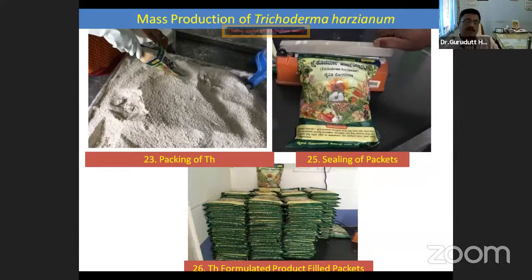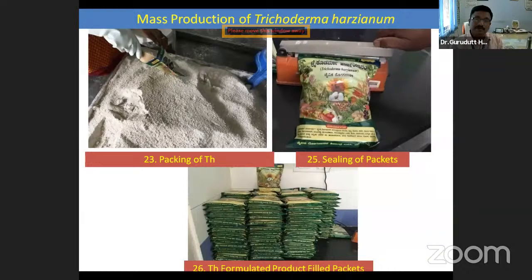These are the formulated products, from fresh preparation. Normally 25, 30, up to 50 kgs are always available with us. If farmers or institutes demand more, they have to place the demand at least 10 to 15 days in advance, so that we can prepare and keep it ready for them.